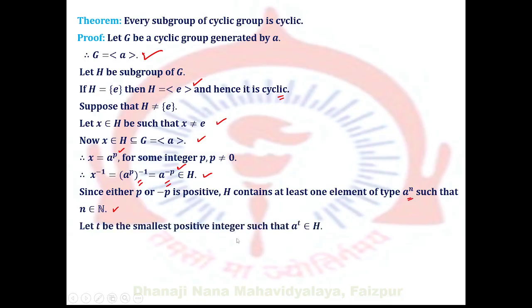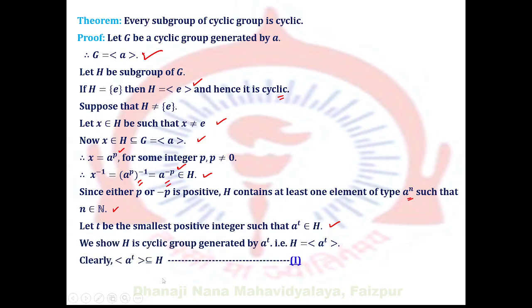So let t be the smallest positive integer such that a raised to t belongs to H. Here we show H is the cyclic group generated by a raised to t. Clearly, the cyclic group generated by a raised to t is a subset of H. Now we show H is a subset of the cyclic group generated by a raised to t.